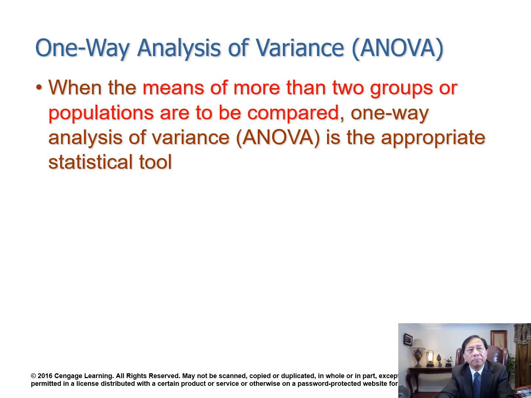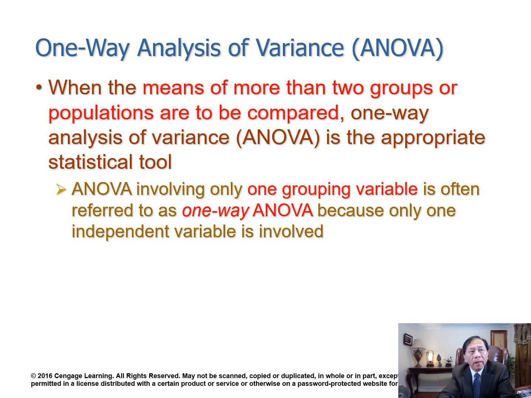So basically, when means of more than 2 groups or populations are to be compared, you can use ANOVA, one-way analysis of variance. ANOVA involving only one grouping variable is often referred to as one-way ANOVA. That's what we're going to be doing, because only one independent variable is involved.